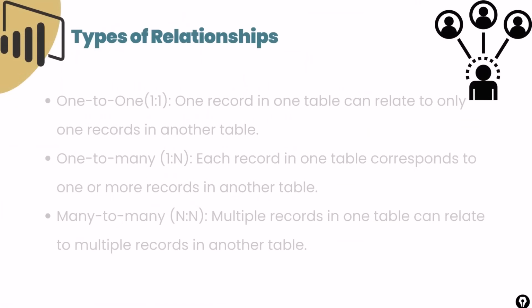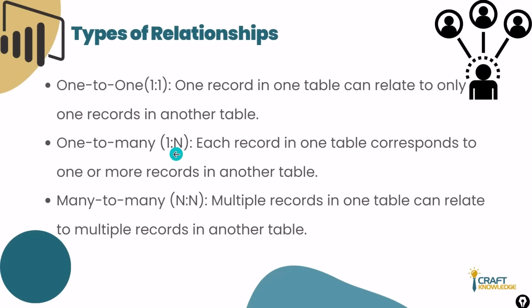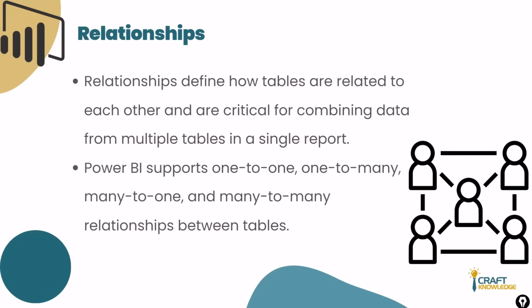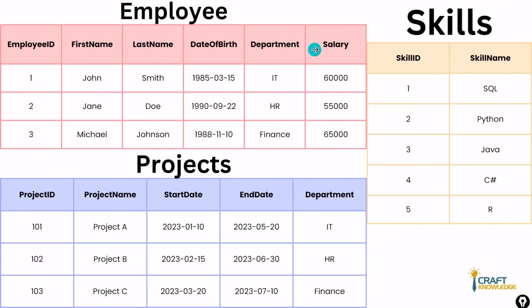Okay, now talking about the one-to-many relationship, as the name suggests, each record in one table will correspond to one or more records in another table. For example, the employee and skill tables we discussed here: each employee can have multiple skills. Maybe some employees will have only one skill, but there could be employees who will have more than one skill, just like John Smith has SQL and Python skills as well. This kind of relationship is called one-to-many.